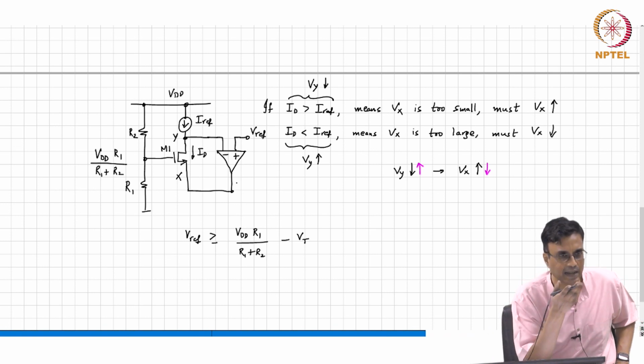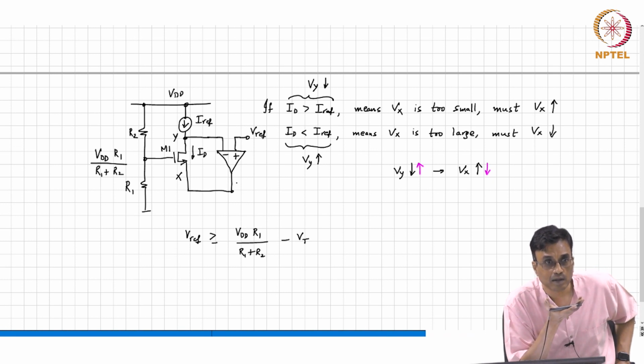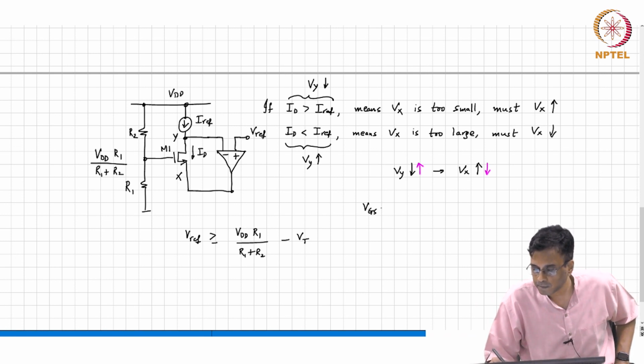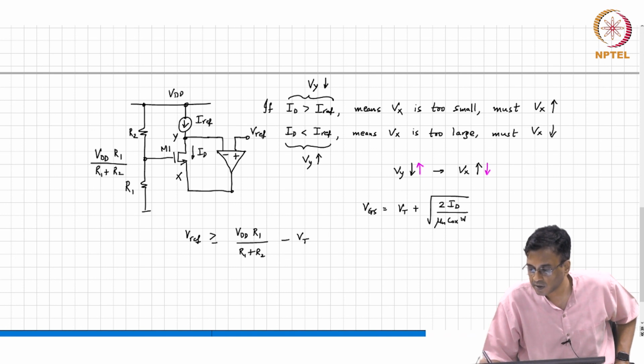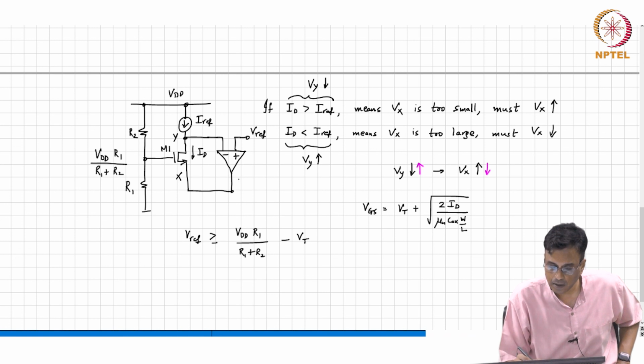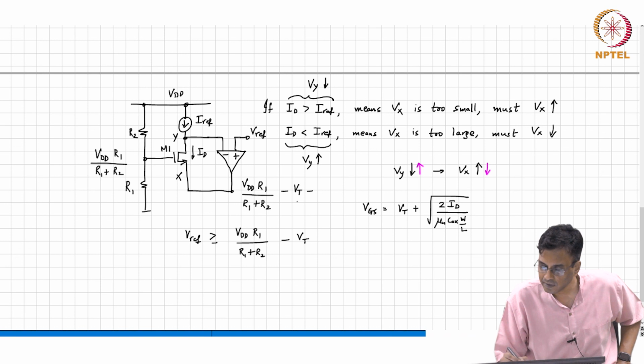So, basically, how did you get that answer? Correct. So, Vgs is known. Why is Vgs known? Well, the drain current is forced to be equal to Iref. So, Vgs therefore is nothing but Vt plus square root of 2 Id by mu n Cox W by L. All right. So, the voltage at the source is nothing but Vdd times R1 over R1 plus R2 minus Vt minus square root of 2Id over mu n Cox W by L.